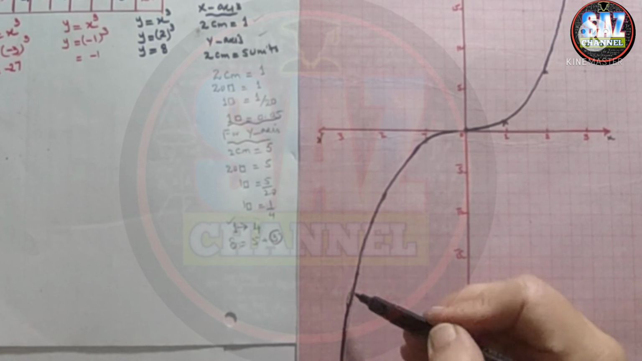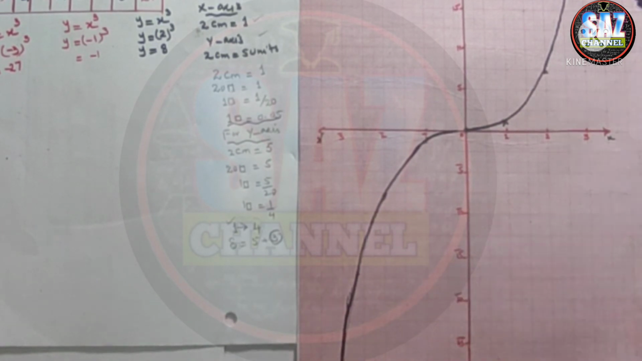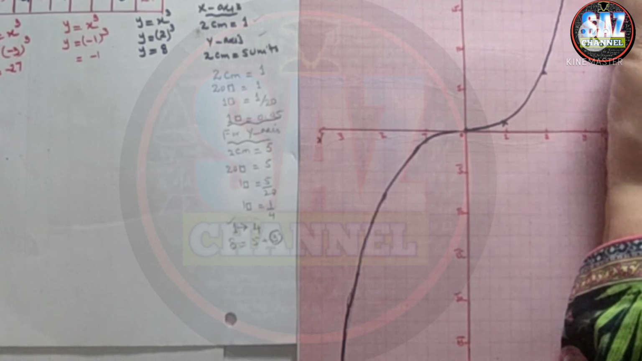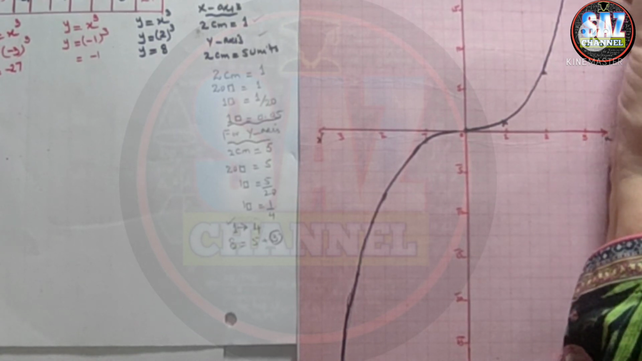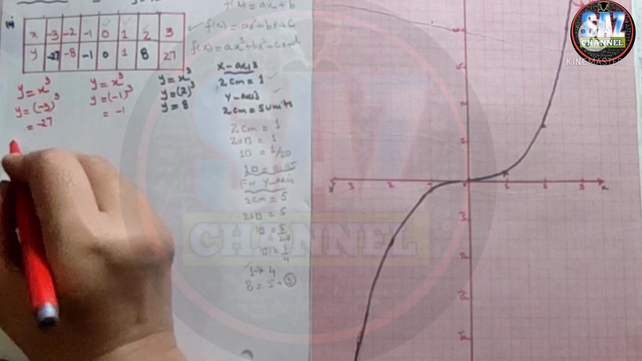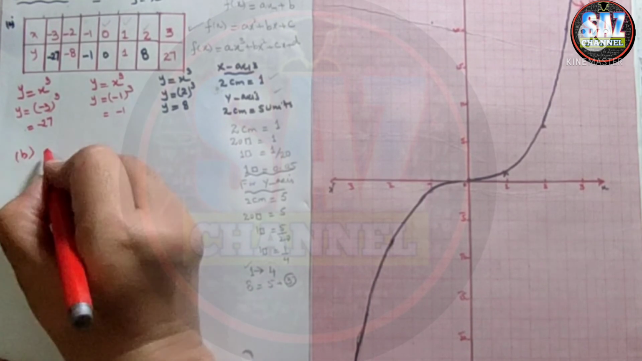I hope this is very much clear to all of my students. And then do not forget to label the curve. Okay, y equals x cube, y equals x cube. And this is the second requirement of the question, that we have to draw the curve. Then the C part says, B part is the curve that we have obtained.